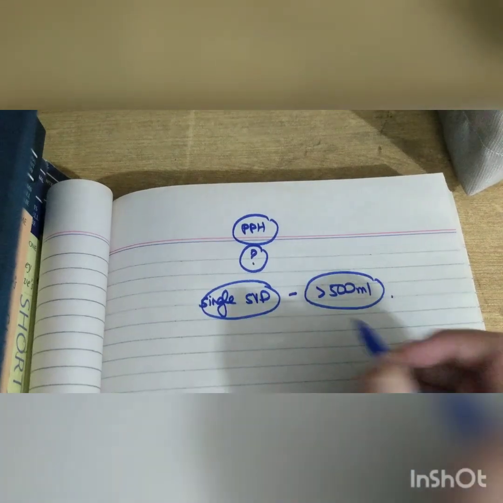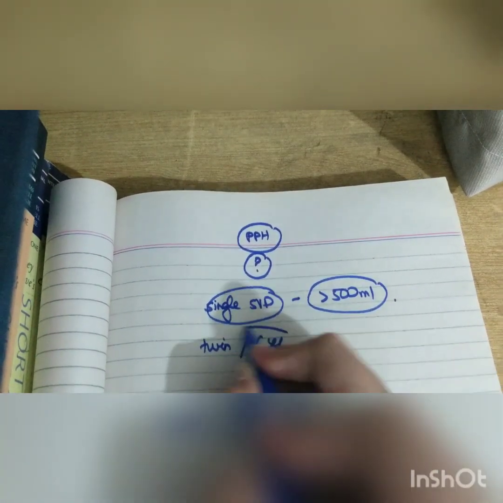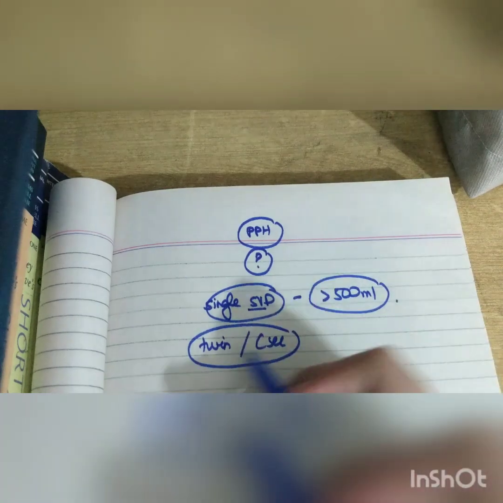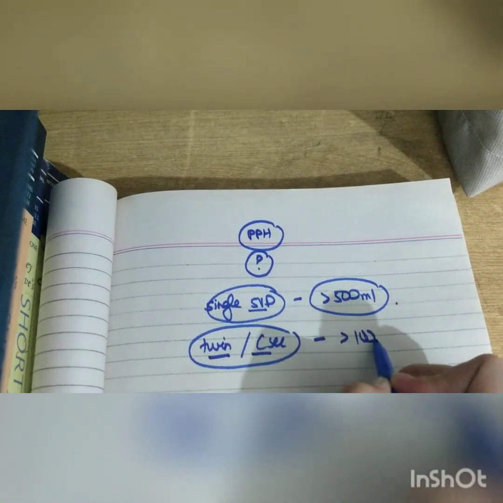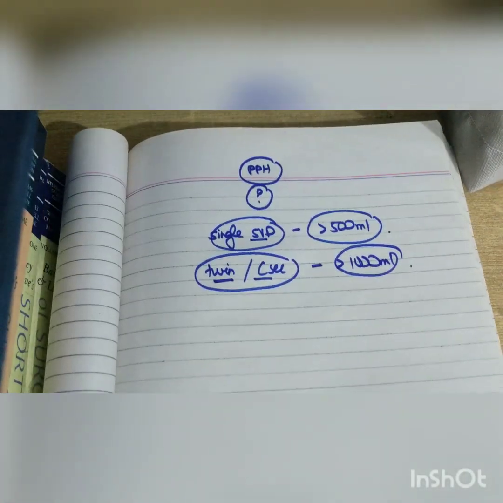And if this is a twin delivery, because in twin delivery and in a C-section, the usual blood loss is more than a normal simple vaginal delivery. Okay, so in case of twins and C-section, we take it as 1000 milliliters. Okay, and then there is another term which is known as a major obstetric hemorrhage.